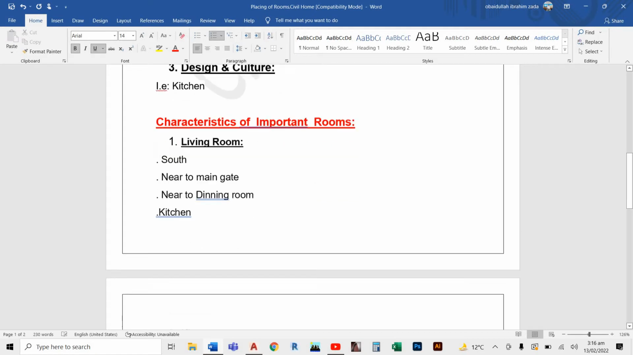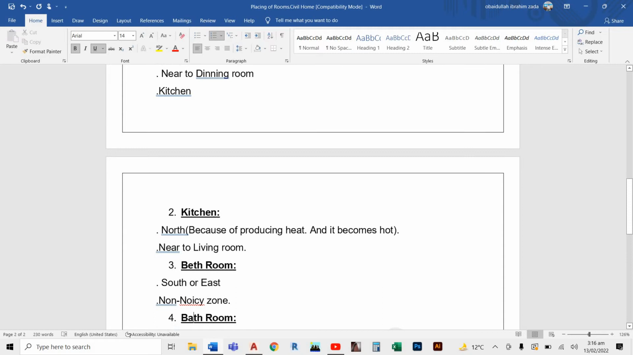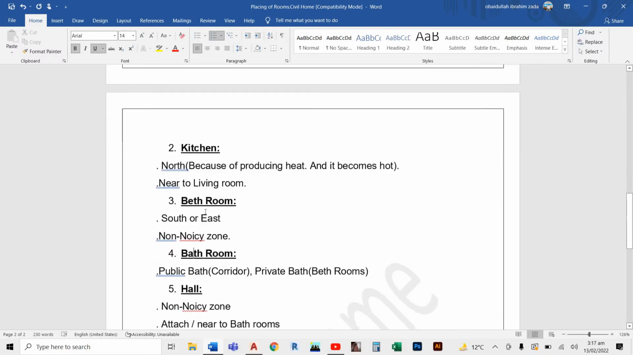Okay. So the kitchen. We should locate the kitchen in the north direction. Why? Because in the north direction there is no sun, during the winter or the summer. And you know, in a kitchen, when you cook something, it will produce heat, so it will be too hot. If we place the kitchen in the east or in the south direction, it will become very hot, especially in summer. So we have to place the kitchen in the north because there is no sun, and it must be near to the living room.